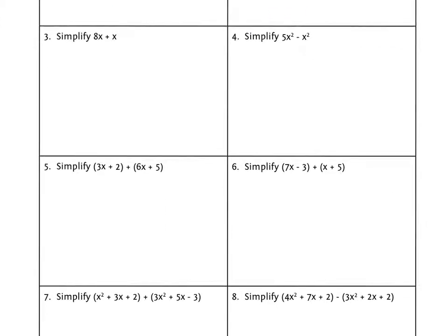Moving on to number 3, 8x plus x. We've got to remember that if there is no coefficient, there's an invisible 1. 8 plus 1 gives us 9x. This one, we've got two terms that have x squared in them, so they are like terms, with the 1 in place of the invisible coefficient. 5 minus 1 gives us 4x squared.